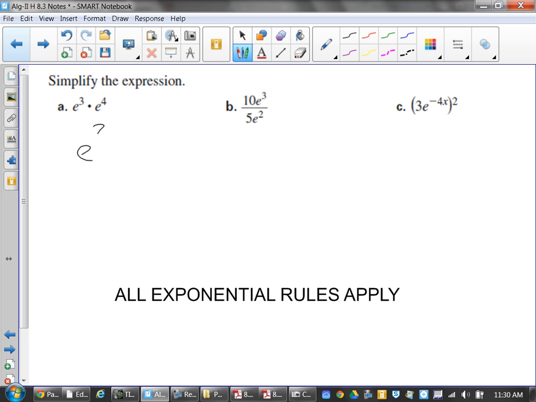What's the next one? 2e. Or not 2e, that's the question. And the last one, what do you have to do? 9e to the negative 8x. Perfect. So it's 9e to the negative 8x, and then you have 9 over 9e to the 8x. Good. Whenever you're simplifying these, you have to have positive exponents.